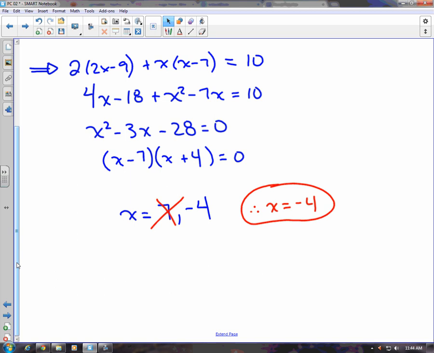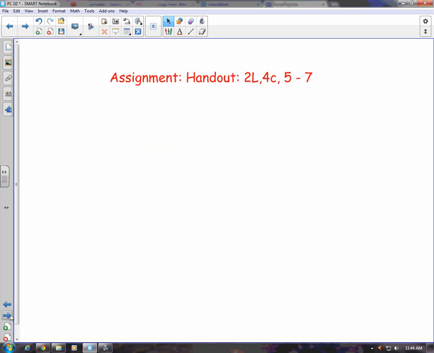So your assignment is at the end here. It's also on your homework sheet. That is to do 2L now and 4C now, as well as 5 through 7. Because you see me only every other day, try and keep as current with the homework as you possibly can. Well, it means do it, and do it now. That's basically what it means.